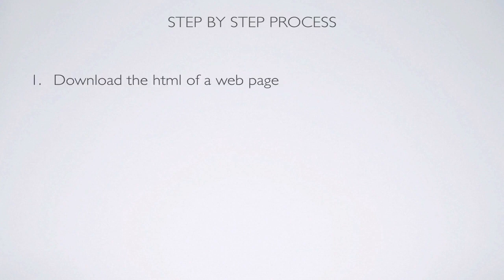Okay. So first things first, we're going to download the HTML of a web page, and we're going to use a tool called SiteSucker, S-I-T-E, Sucker, if you're on Mac. And if you're not on Mac, you're going to use a tool called HTTrack. So HT, then the word track. These are some little tools you have to download.